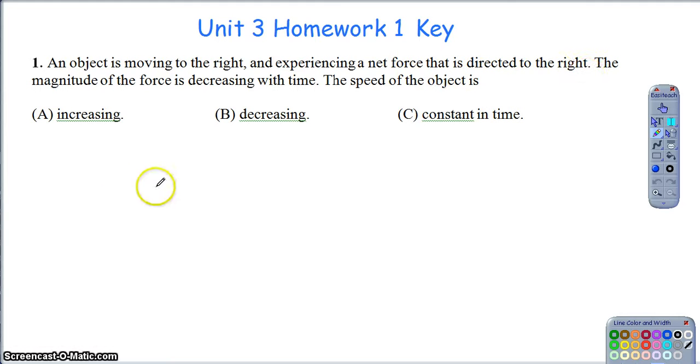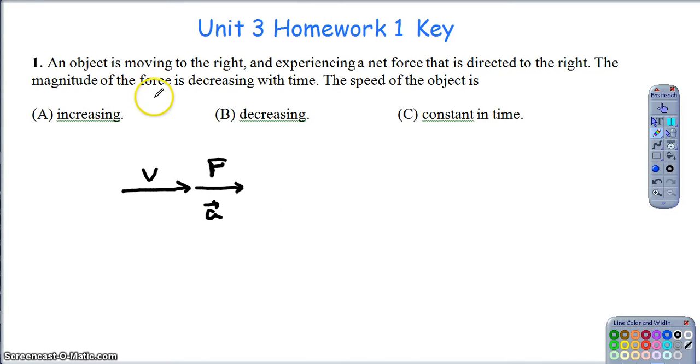But anyway, question 1. An object is moving to the right and experiences a net force that is also directed to the right. So because the object is moving to the right, I know its velocity is going this way, and its net force is going to the right, which tells me that the acceleration, right, if the net force is going to the right, then the acceleration is also going off to the right.